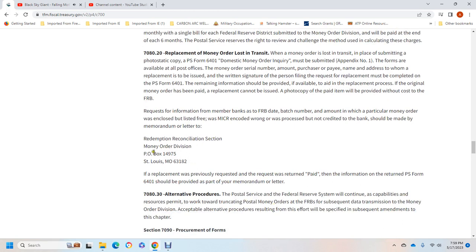Redemption reconciliation money order, P.O. Box 14975, St. Louis, Missouri 63182. Replacement previously requested. Return paid. The information returned in the Form 6401 should be provided as part of the memorandum letter.